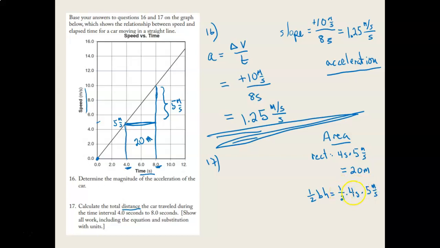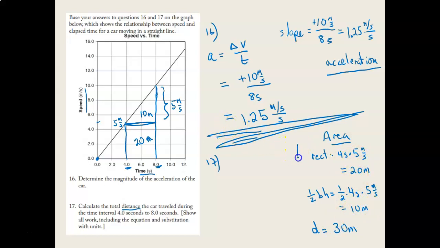And if we multiply that, 1/2 times 4 is 2. 2 times 5 is 10. So this would represent 10 meters. So this part would represent 10 meters, this triangle. And if we add the 2 areas together, our total distance is 30 meters, right? 10 meters plus 20 meters. All right, that's one way to do it.